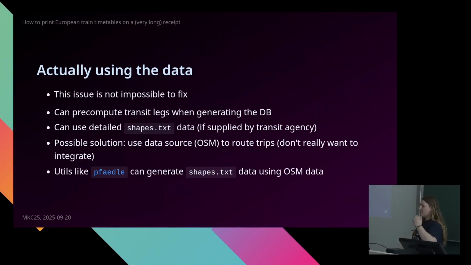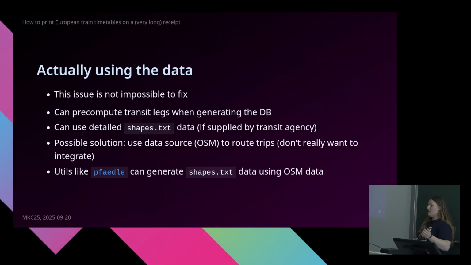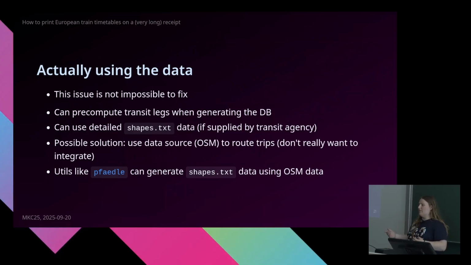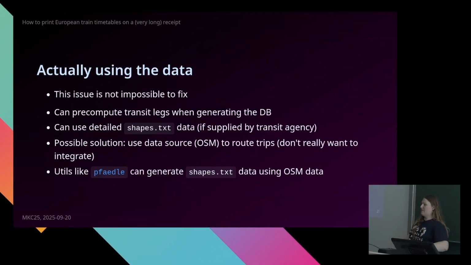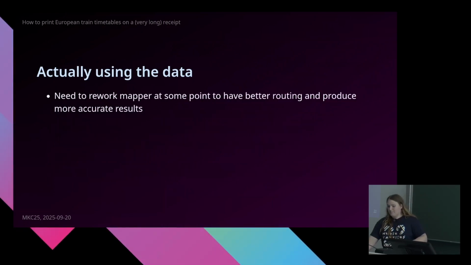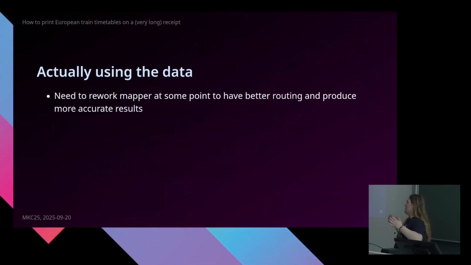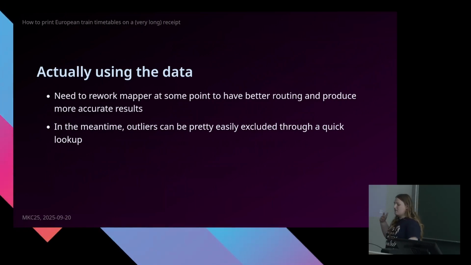There's also utils like Pfedler, which allows for generating shapes data. They basically take in an OSM dataset and a GTFS feed, and they apply, as a function of the route type, they basically generate the shapes data from what they have in OSM. So I'm going to need to rework my mapper at some point to have better routing and produce more accurate results. But in the meantime, it's actually not that bad because it's mostly going to be outliers, and they can be excluded through a quick lookup.